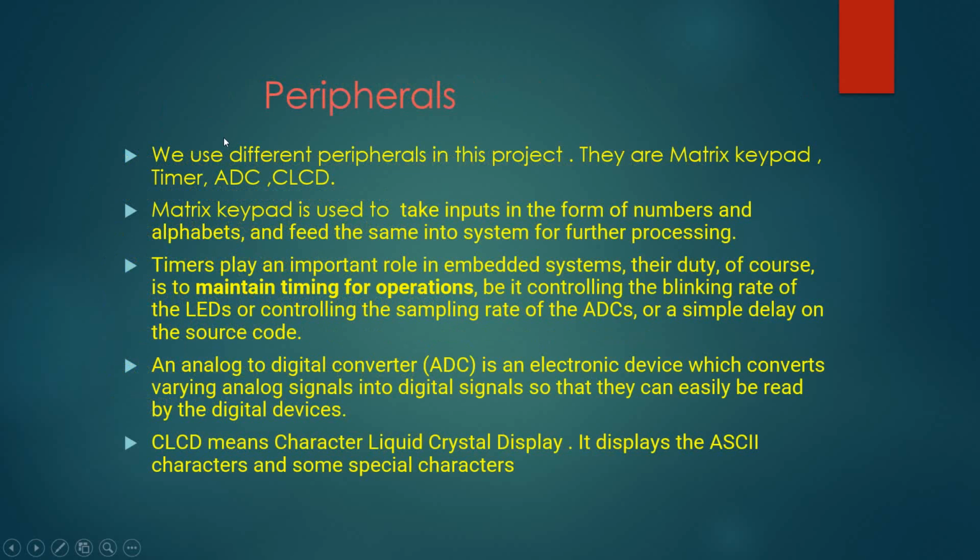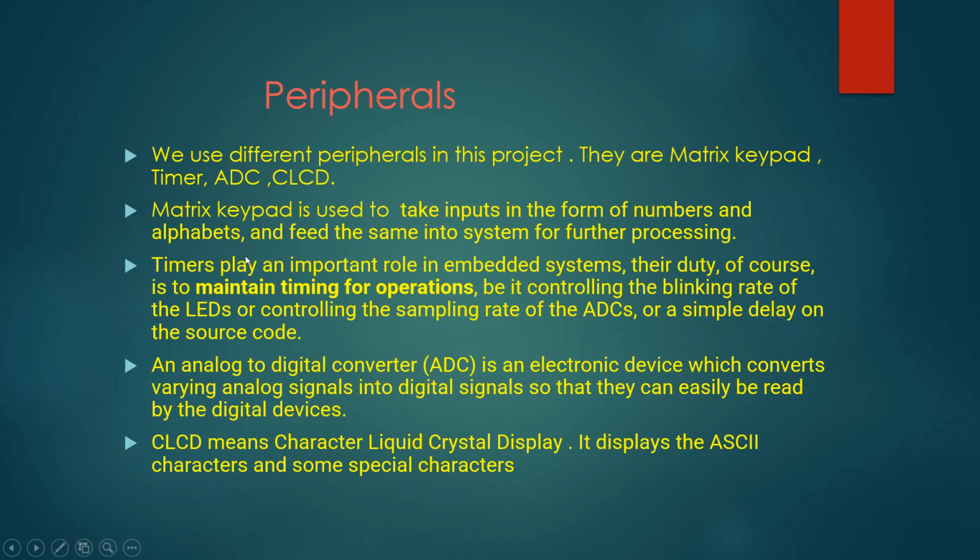With this microcontroller alone we cannot do this project. We need to use some other peripherals also. These peripherals are the matrix keyboard, timer, ADC and CLCD. We use these peripherals in this project. The matrix keyboard is used to give inputs in the form of numbers and alphabets. That means we apply input using this keyboard to the microcontroller, and the microcontroller processes this information further.